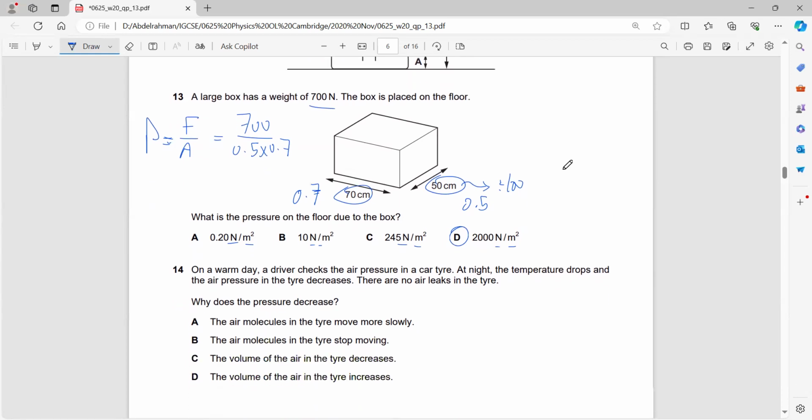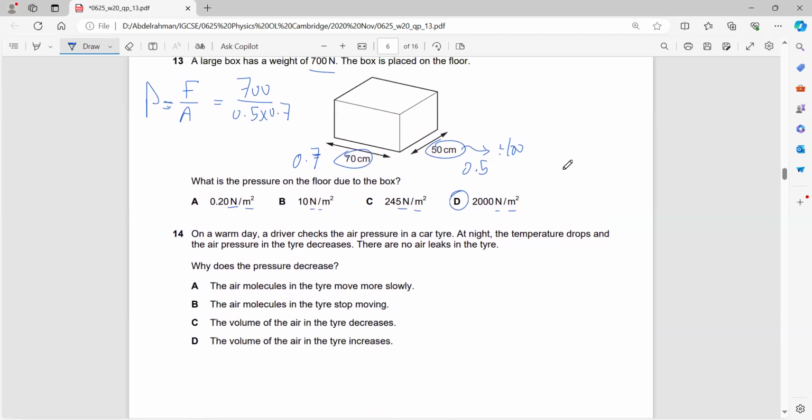On a warm day, a driver checks the air pressure. At night, the temperature drops. Why does the pressure decrease?